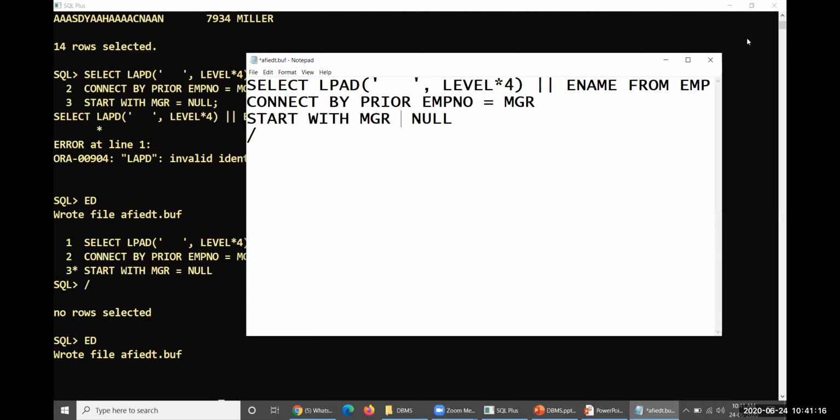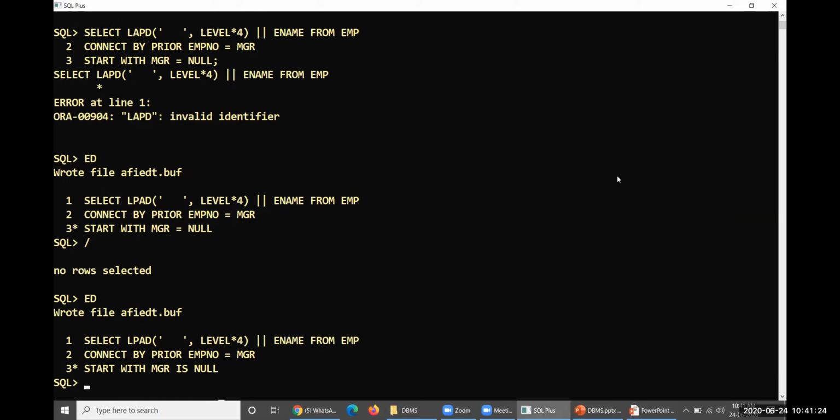Null cannot be applied with equal. Null cannot always be checked with one operator. That operator is IS. Sorry, I will explain this one.